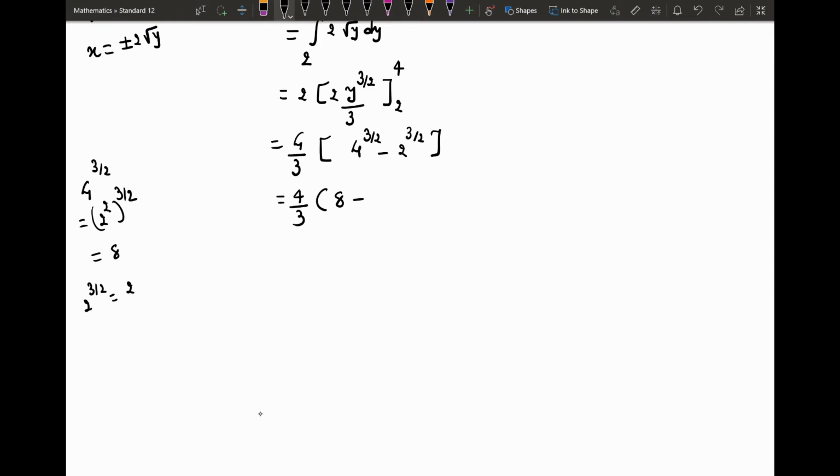This can be written as 2 into root 2. Here we can take 2 common. So 4 twos are 8. 8 by 3 into bracket 4 minus root 2, square unit. So this is the required area. So the only difference is, if bounded with the x axis, use the formula integration a to b y dx. If bounded with the y axis, use the formula integration c to d x dy.